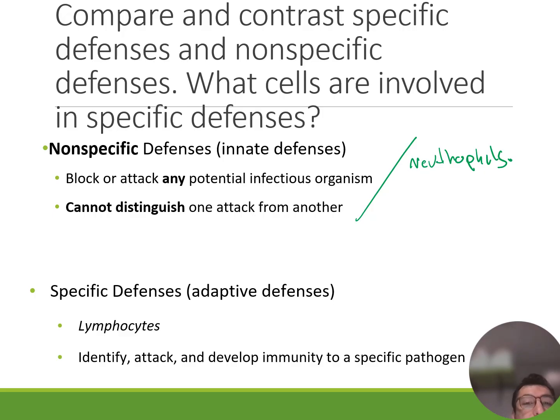In specific defenses, we have immunity to specific pathogens, such as the flu. So we have the lymphocytes. The lymphocytes, again, we have different types, but T cells, B cells, and NK cells. And they mount an immune reaction that is targeting that specific pathogen, be it the flu or some type of bacteria like streptococcus. That is the difference. What cells? Again, T, B, and NK cells.